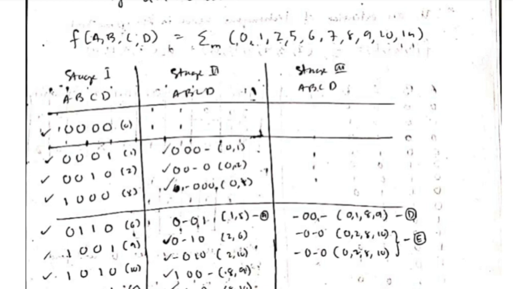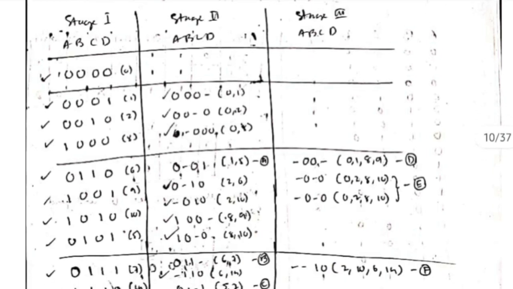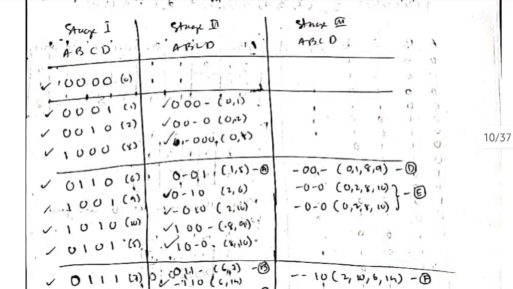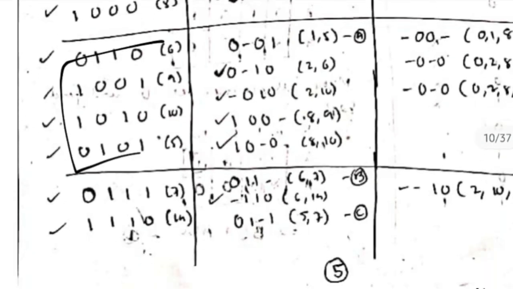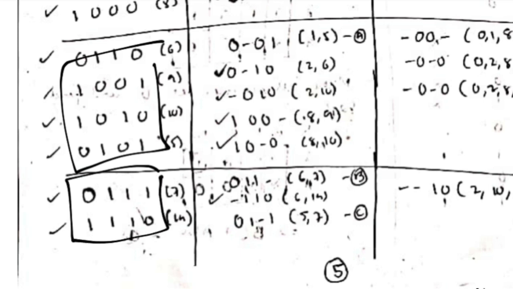In that, first you will make 3 stages, and the numbers which they have given, we will write their binary equivalents in the first column. If no ones are there, that will be considered as a single group, and the numbers which have single ones will be considered here, and similarly for 2 ones and 3 ones, those will be considered.